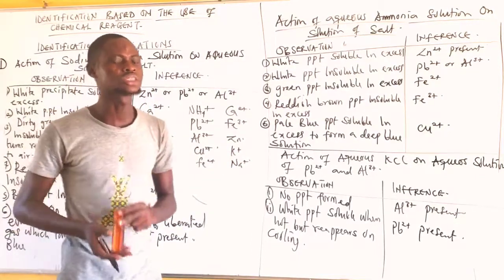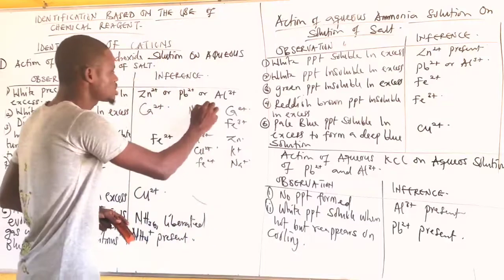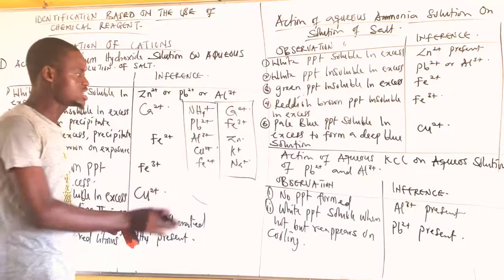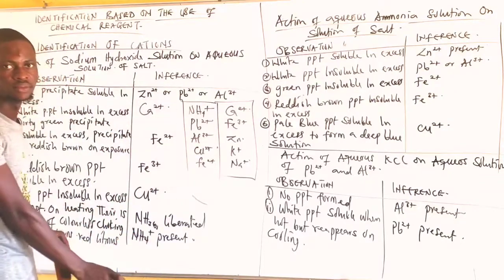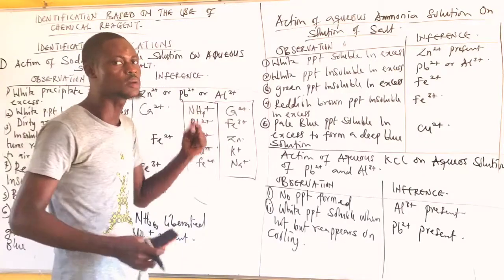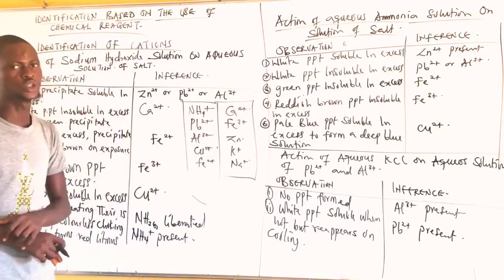But I want you to understand something. These are the major cations that we can determine, and any of these would be your inference. But how do we go about getting each of these cations? That's what I'm going to be explaining to you in this video.